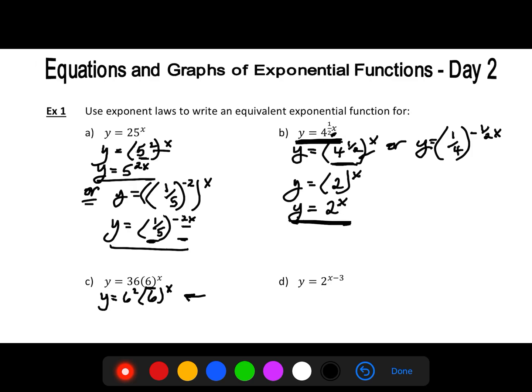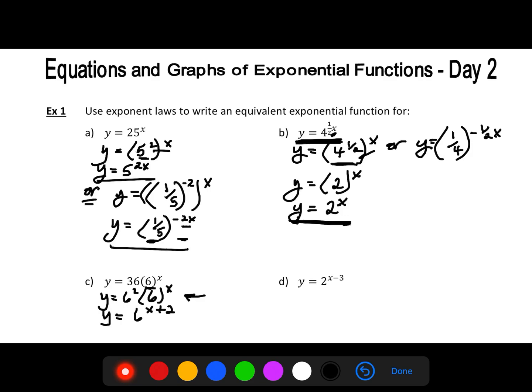So 6 squared times 6 to the power of x, we now have a common base, which means that we can add our exponents. So we're going to have 6 to the power of x plus 2.